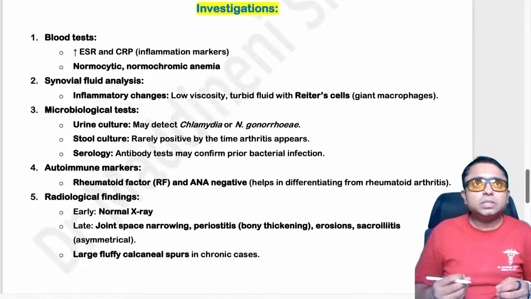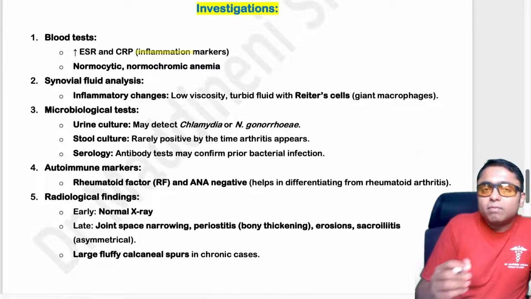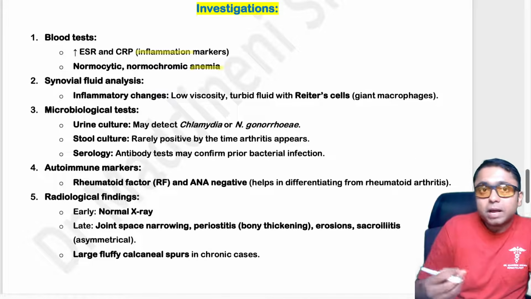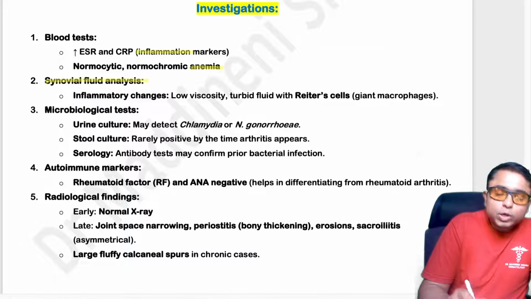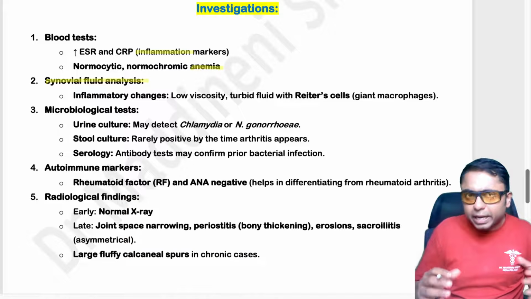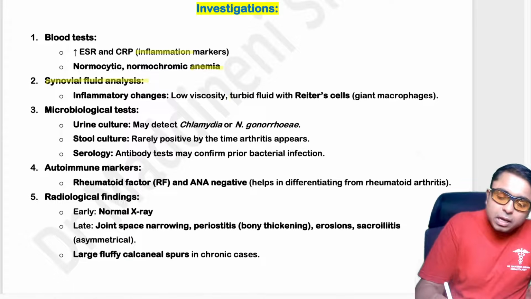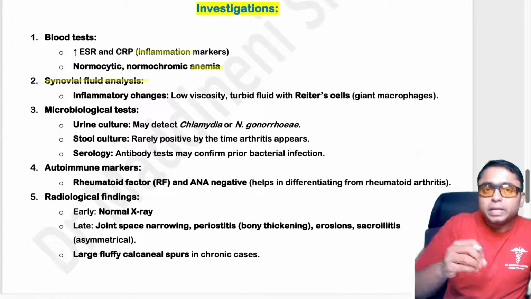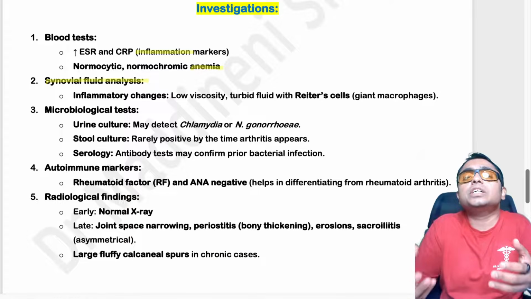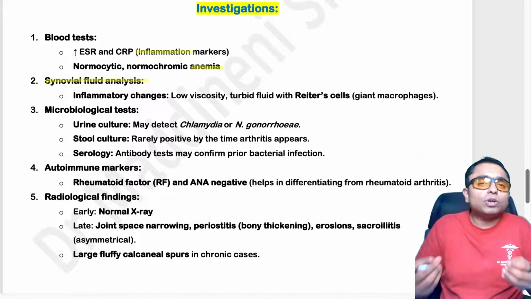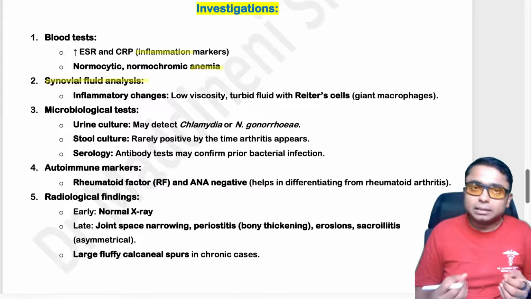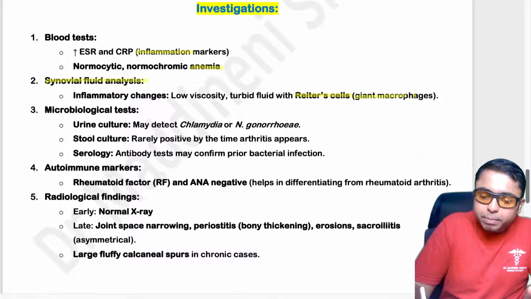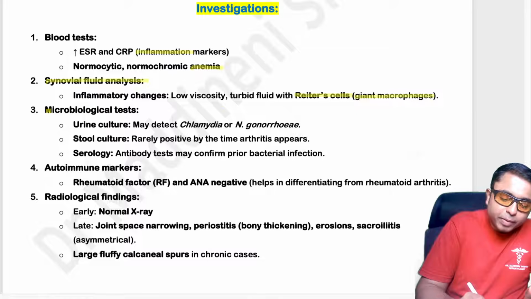So investigations, what can we do? We have to identify any inflammatory markers, ESR and CRP, and the patients may have anemia. If you do a synovial fluid analysis to identify any infectious organisms, it is going to be sterile, because it is not an infection of the joints, but it is due to a reaction to the infectious agent, because of which there is this arthritis. We are going to see Reiters cells, which are giant macrophages present inside the synovial fluid.